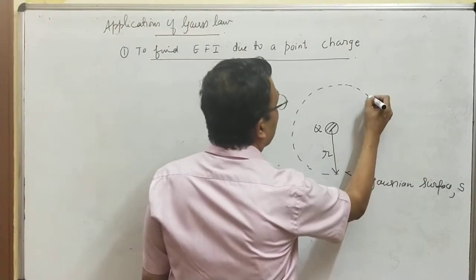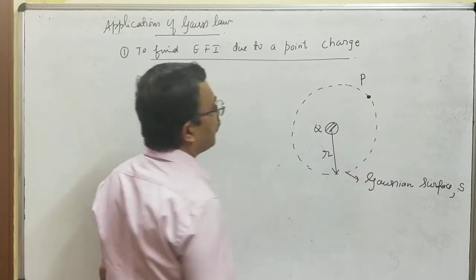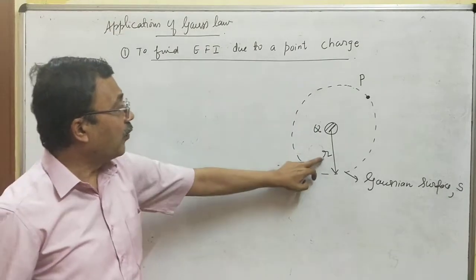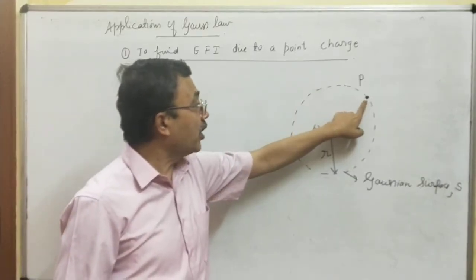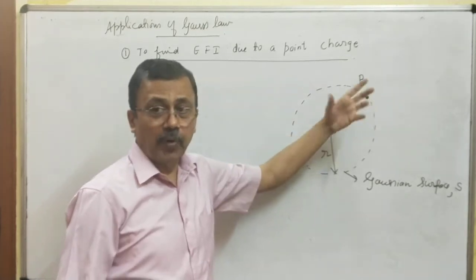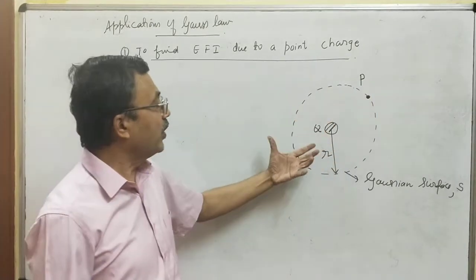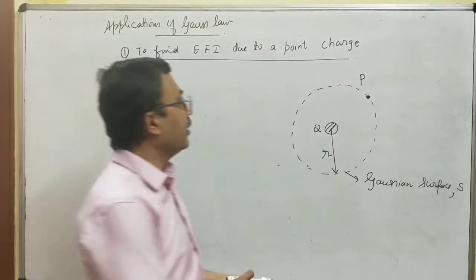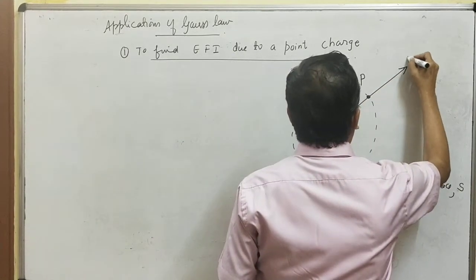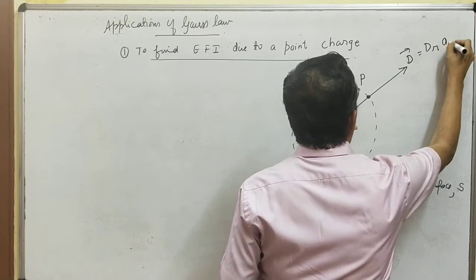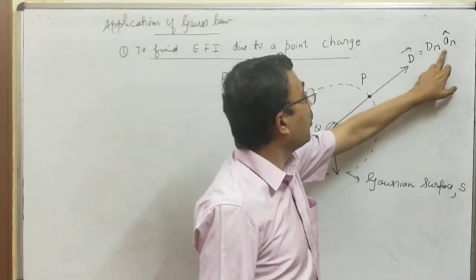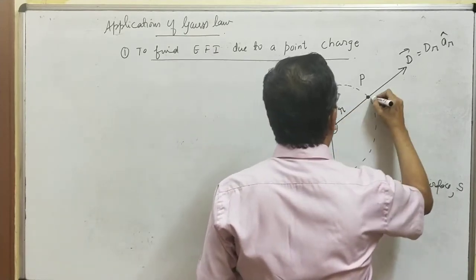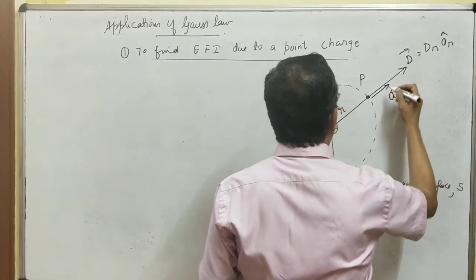You take a point P on the Gaussian surface. Point P could be anywhere on the Gaussian surface. It's a sphere of radius equal to r. If you keep 1 coulomb charge at point P, an arbitrary point on the surface of the Gaussian sphere, the 1 coulomb charge will be repelled. That gives the direction of vector D. Vector D is in the radial direction. Vector D is Dr into ar cap. Coefficient of ar cap is Dr. The unit vector in the direction of r is ar cap.